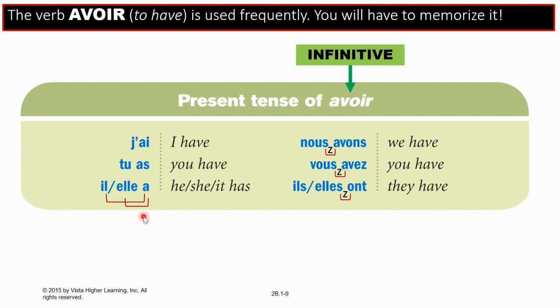Notice how I am liaising when I speak the consonant and the vowel. Here I'm saying il a, and here I'm saying elle a. Here you have to liaise the S and the A, and the sound of it is like a Z sound. So we say nous avons, vous avez, ils ont, elles ont.